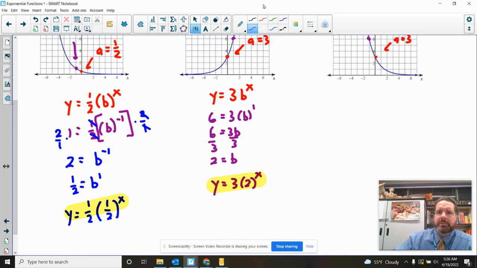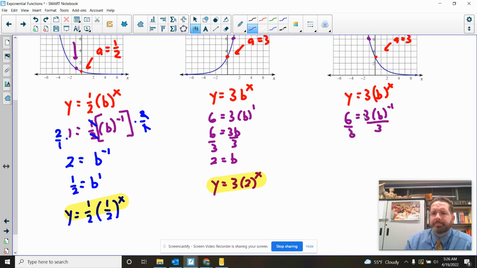So what do I know? I know that a is 3. I know that when I have a 6 for the y, that happens when I had a negative 1 for the x. So to get rid of this, multiply by 3, divide by 3. So 2 is b to the negative first. Ooh, we've been there before.